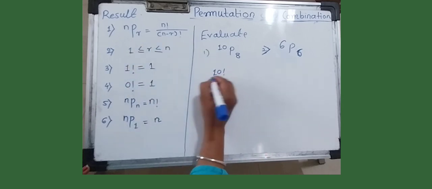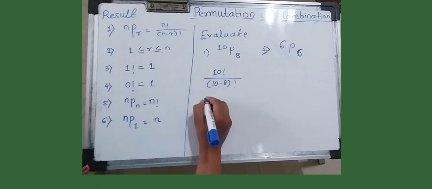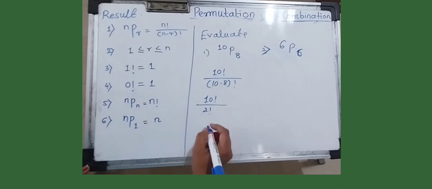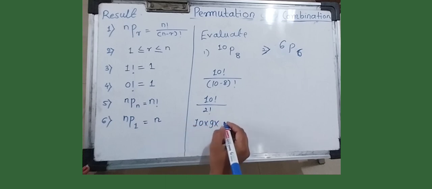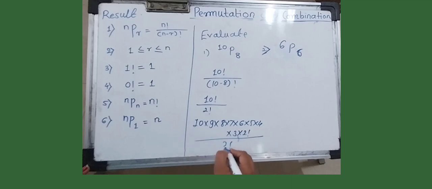10 factorial upon (10 minus 8) factorial. So 10 factorial, keep as it is, 10 minus 8 is 2 factorial. So 10 into 9 into 8 into 7 into 6 into 5 into 4 into 3 into 2 factorial upon 2 factorial, get cancelled. Put all these values in the calculator and find out the answer.